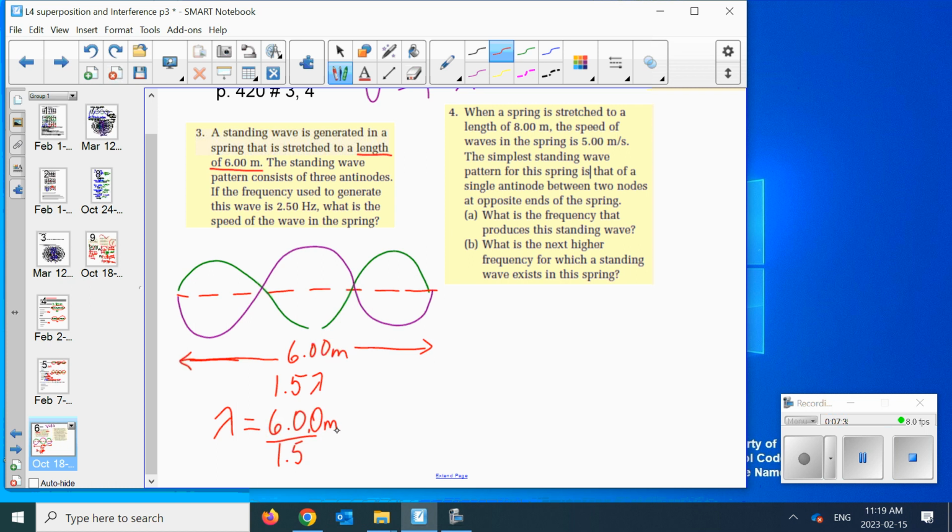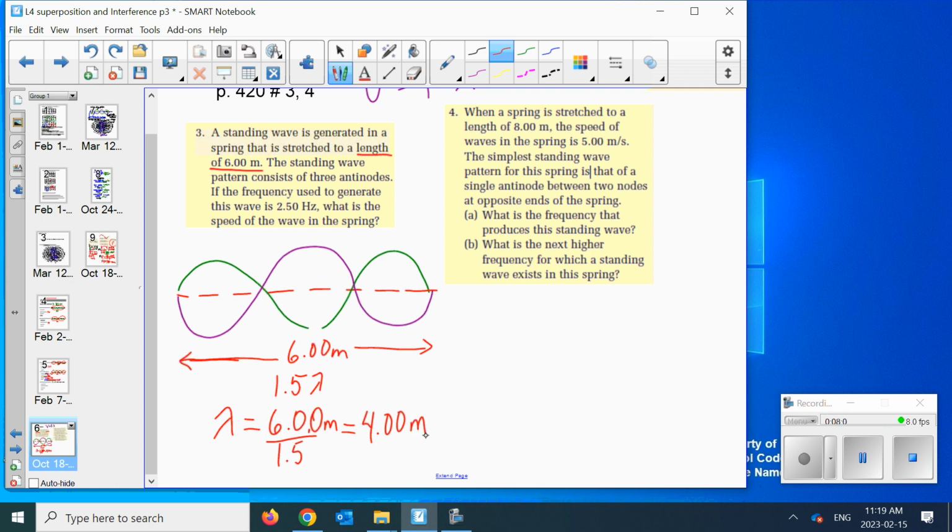Now, the 1.5 is actually an exact number. I can put as many zeros of measurement behind that line. We're not going to use that to make decisions about how to round. So 6 divided by 1.5, you put it in your calculator. The wavelength is 4 meters, 4.00. We're going to say it's that accurate. That's what we were told.